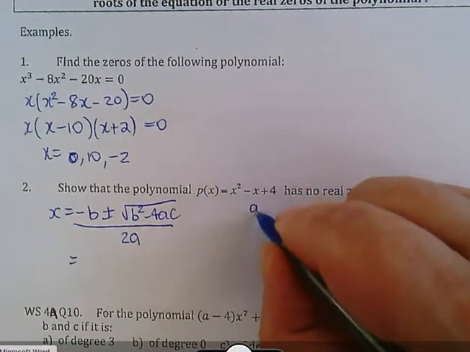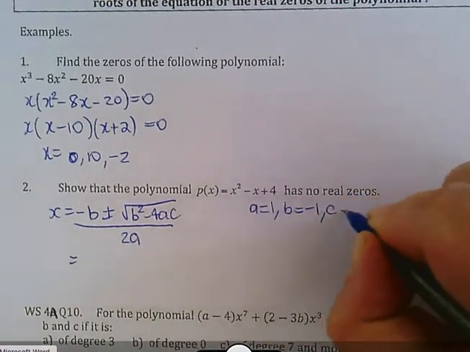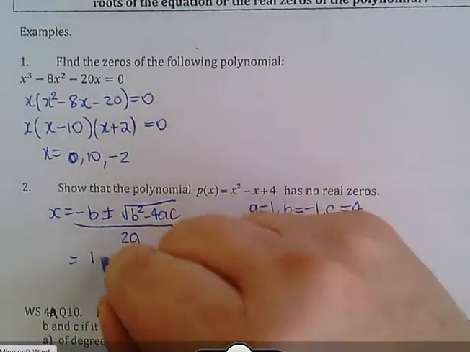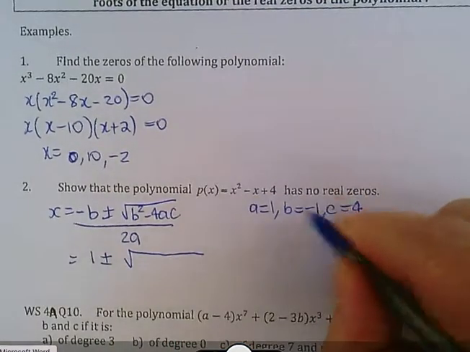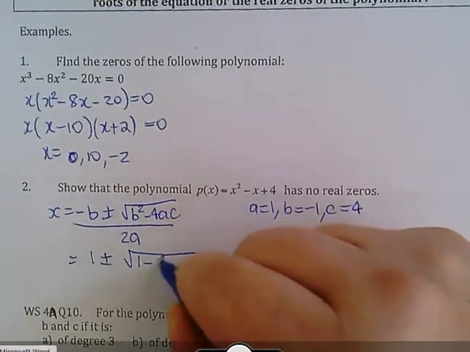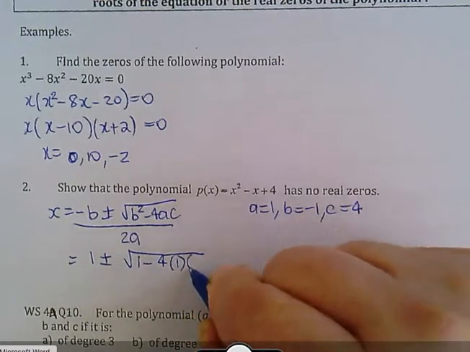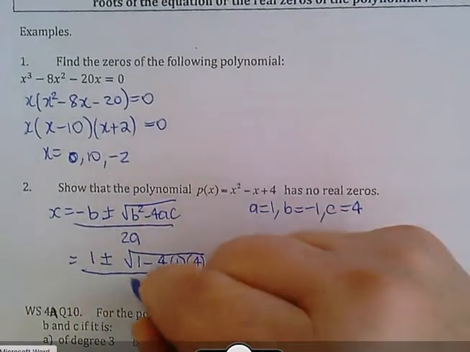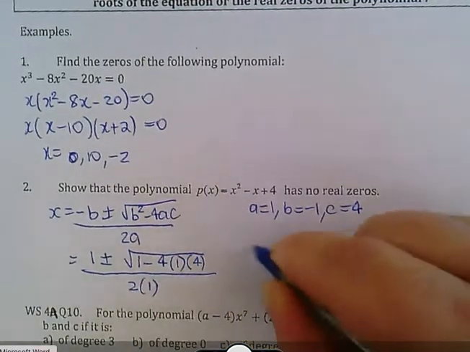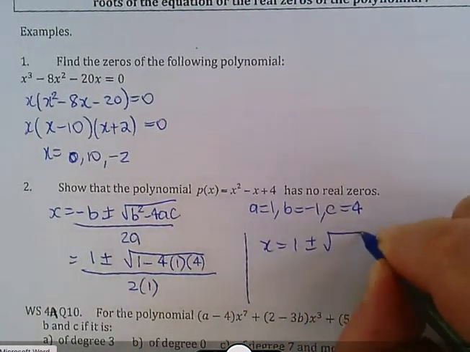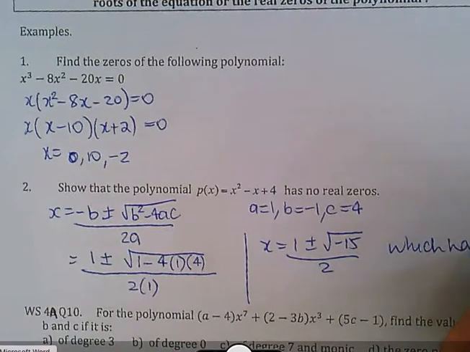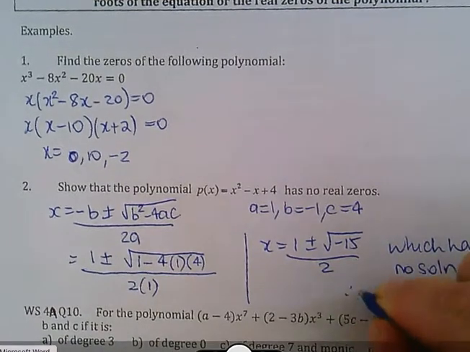So what's a here? a is 1, b is negative 1, and c is 4. Remember, a, b, c? So what have you got? Negative 1 is positive 1 plus or minus the square root of negative 1 squared is 1 minus 4 times a is 1, c is 4. Girls, it's better to use the brackets as opposed to the multiplication symbols. It's a bit cleaner. Over 2 times a is 2 times 1. So therefore x is 1 plus or minus the square root of what? Negative 15 over 2, which has no solution. So therefore there are no real zeros.